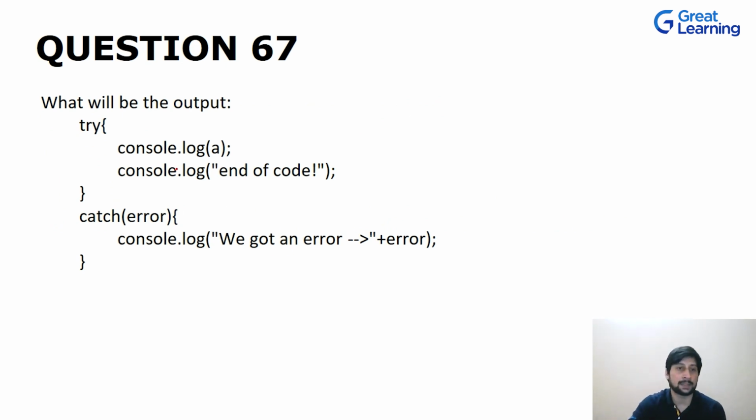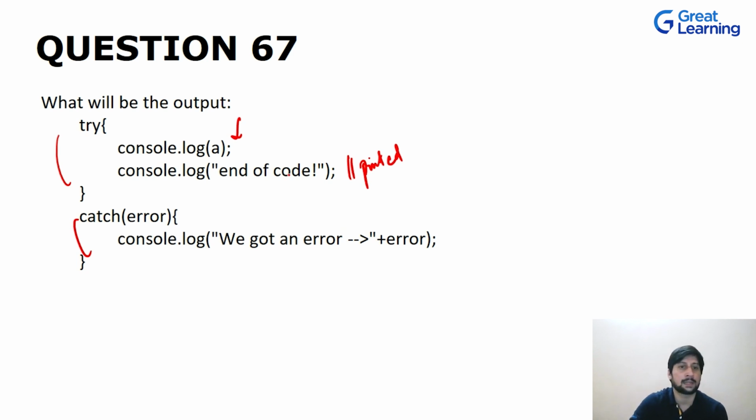In this question, as we can see, we have a try block and a catch block, and in this try block we again have that same A which has not been defined, and then we have the statement over here. What will be the output? If you are thinking that this will be printed or this will be on your console, it is not correct.